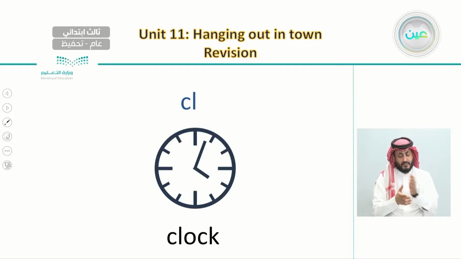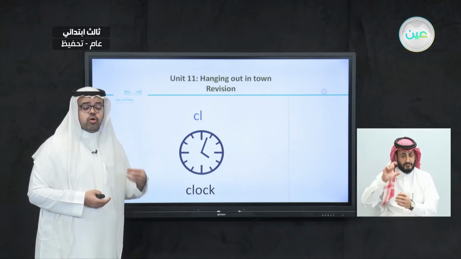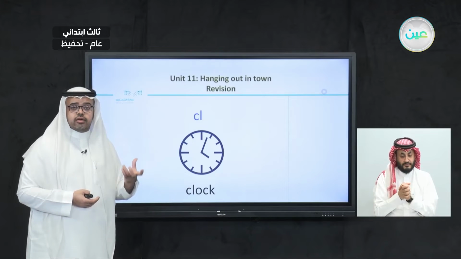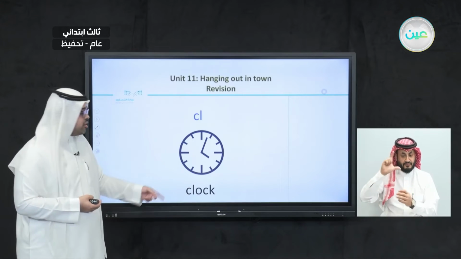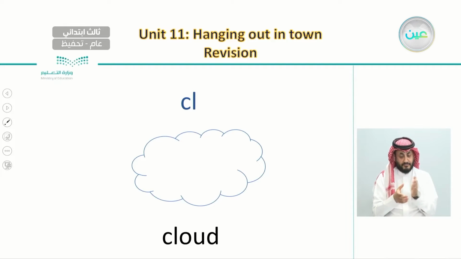Now this will lead us to the third blend we did practice last time, which is the blend that starts with C and L. And of course it starts with C and L, but it is pronounced with a K sound, as in the first one here. The first word we have is clock. Clock. Say after me, clock. So clock starts with C and L, clock. And the second word with this blend is cloud.